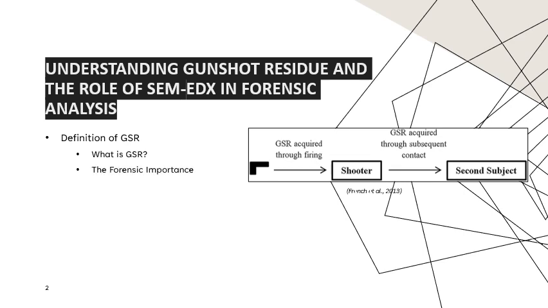The forensic importance. GSR analysis is crucial in forensic science for determining whether someone has discharged a firearm or has been in the immediate vicinity of a firearm when it was discharged. It helps in reconstructing crime scenes involving firearms.